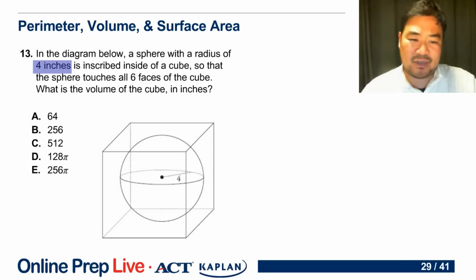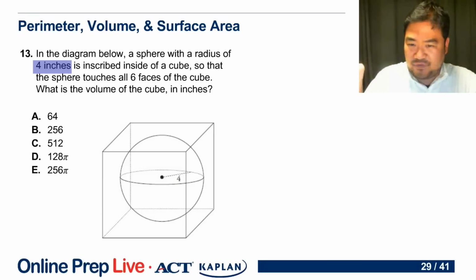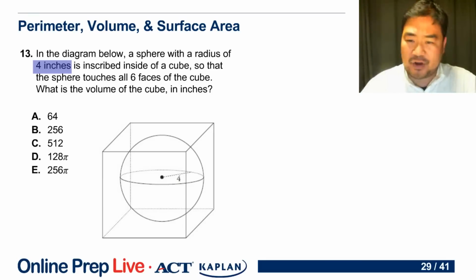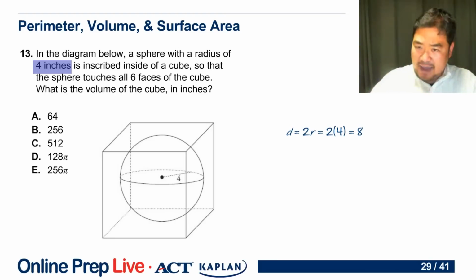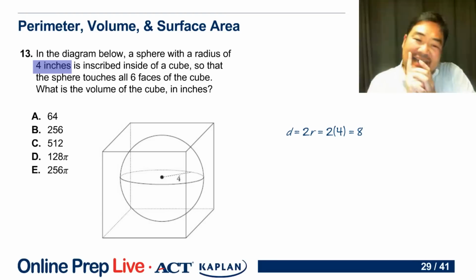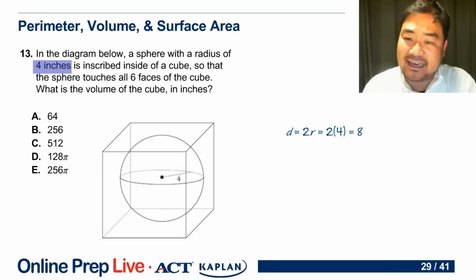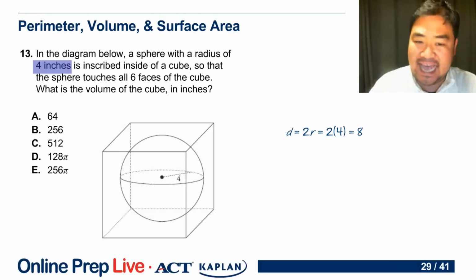Well, you can figure out the diameter, right? If the radius is 4, radius is always half the diameter. So the diameter is going to be equal to 8. So okay, great. The sphere, the diameter is equal to 8. But now think about this. What does that 8 also represent?